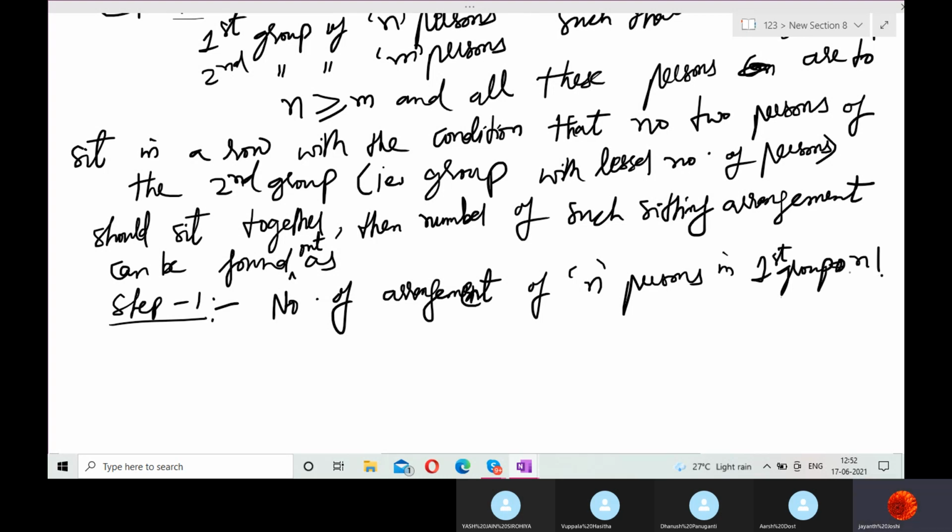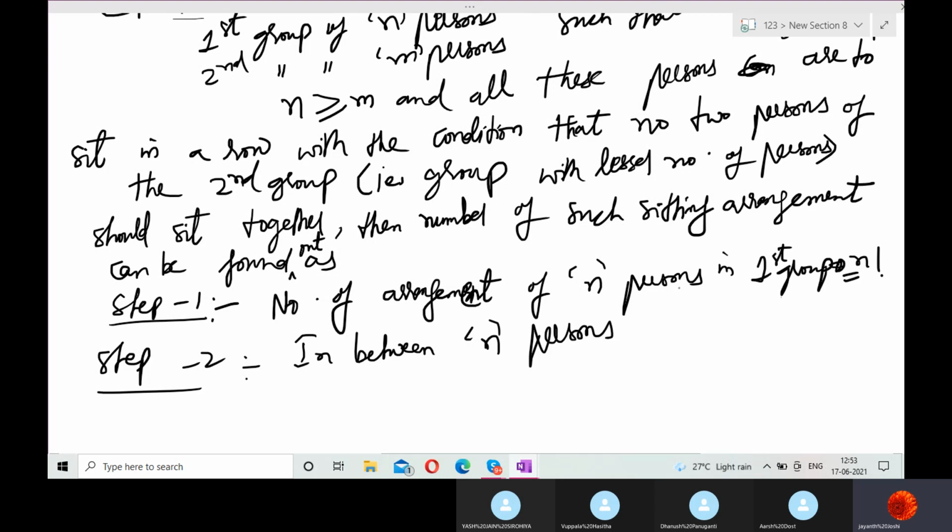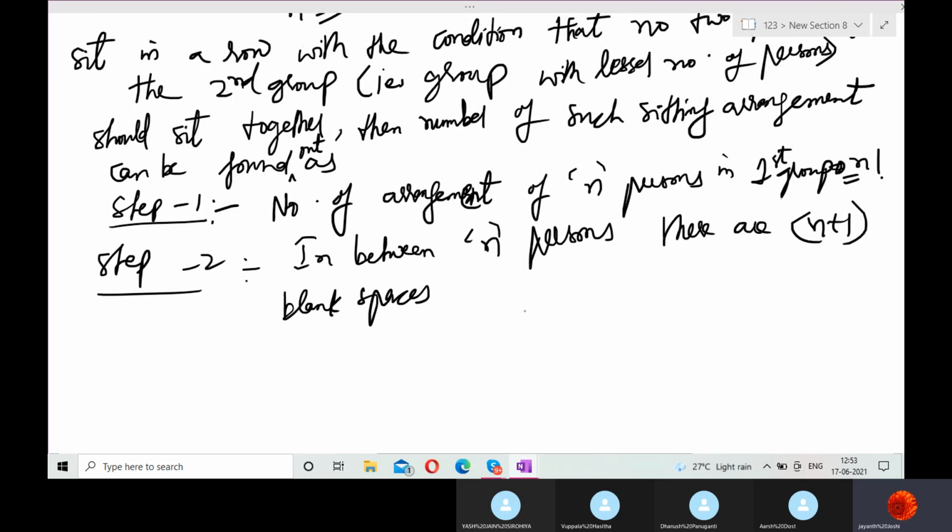The boys can arrange themselves in n factorial ways. I already told you, if all the boys are taken at one time, you can arrange the boys in n factorial ways. Now, in between n persons, there are n plus 1 blank spaces. Of course. So therefore, I will tell you how.